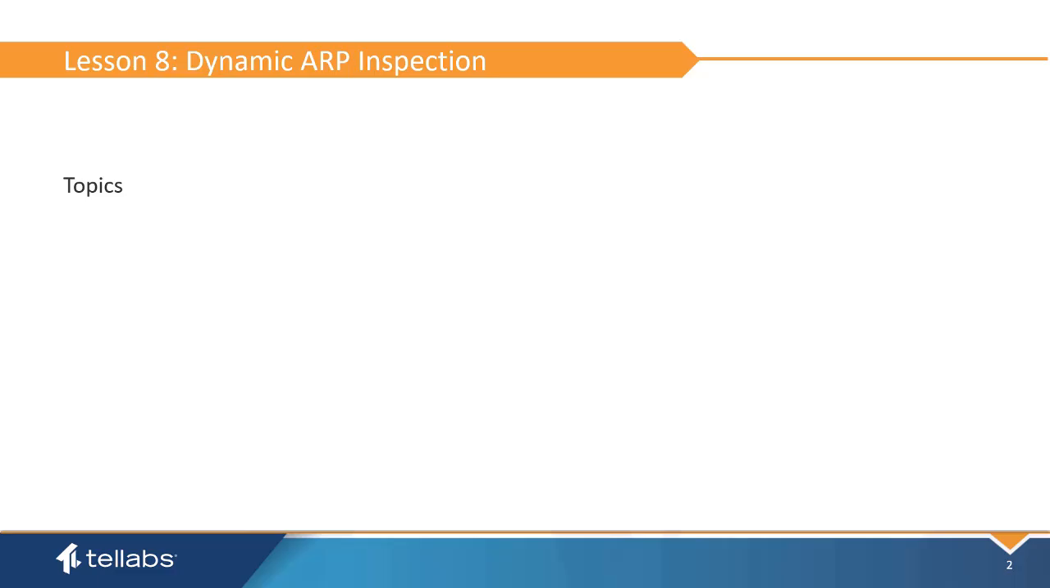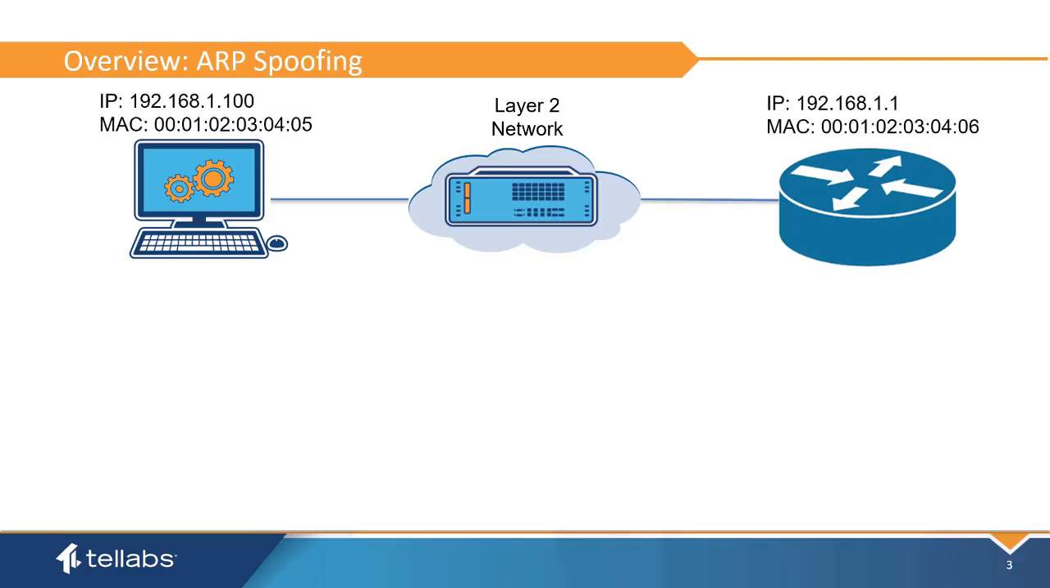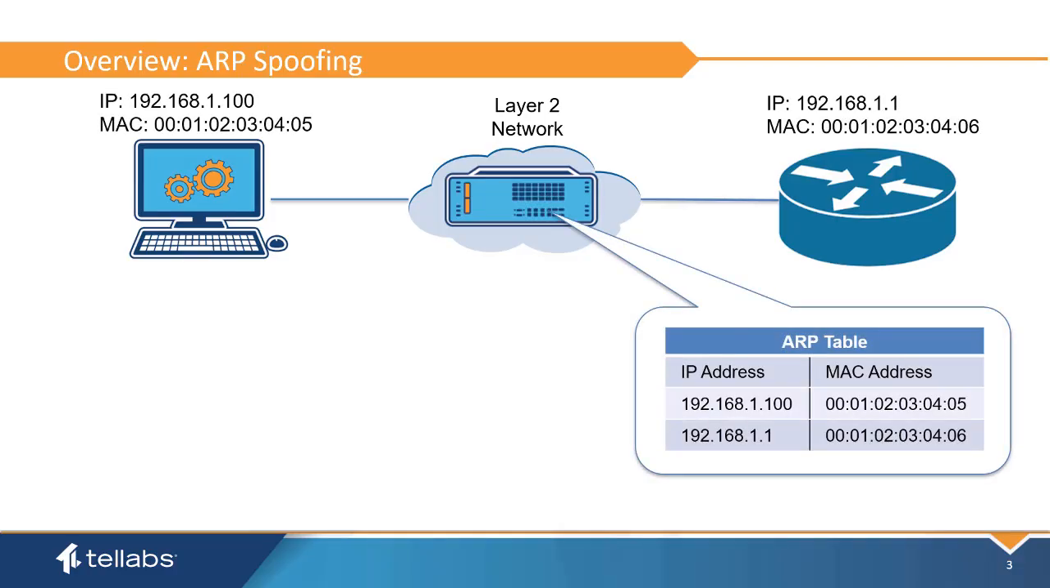The topics covered in this video will be an overview of Dynamic ARP Inspection, the options available for configuration of DAI in the Optical LAN system, and some applications for its use. Dynamic ARP Inspection provides protection from ARP spoofing attacks and helps to ensure that the proper MAC IP binding is maintained in the ARP tables of the switch.